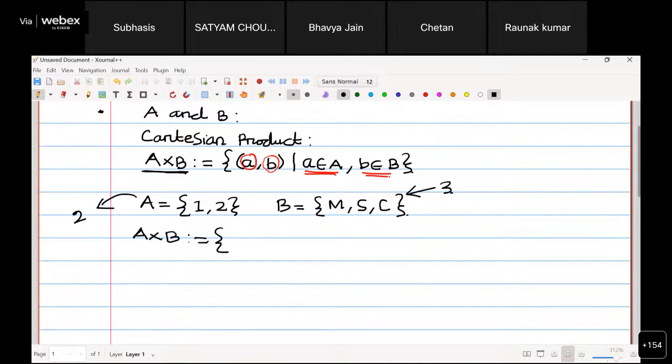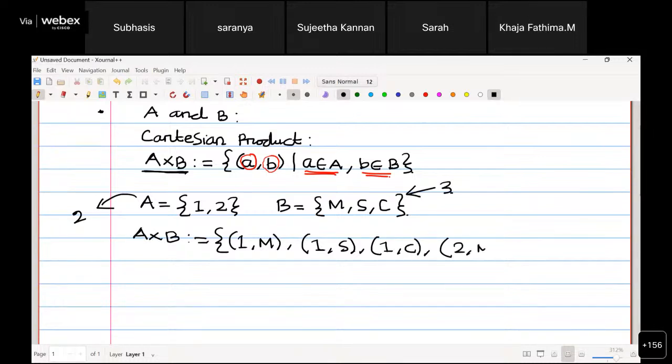I am not asking about the cardinality of A cross B. Okay. So tell me what are the elements of A cross B? 1 comma M, 1 comma S, 1 comma C, 2 comma M, 2 comma S, 2 comma C. Right.